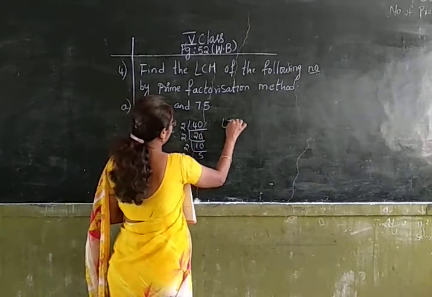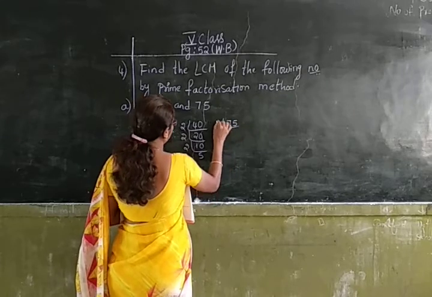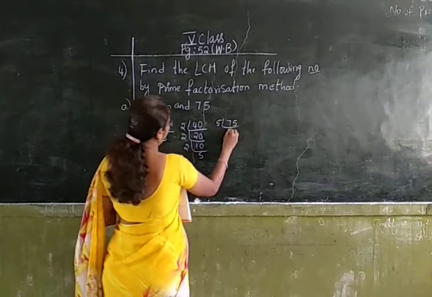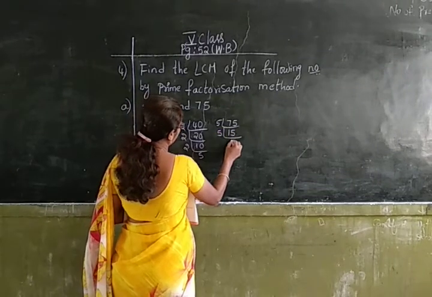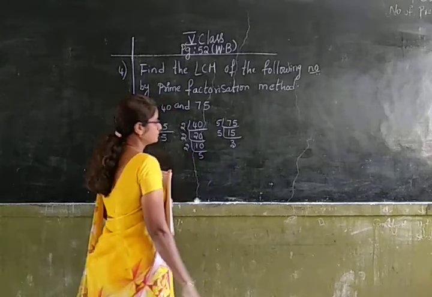Now let us factorize 75. Let us take 5 table. 5 goes in 75 15 times. 5 goes in 15 3 times.